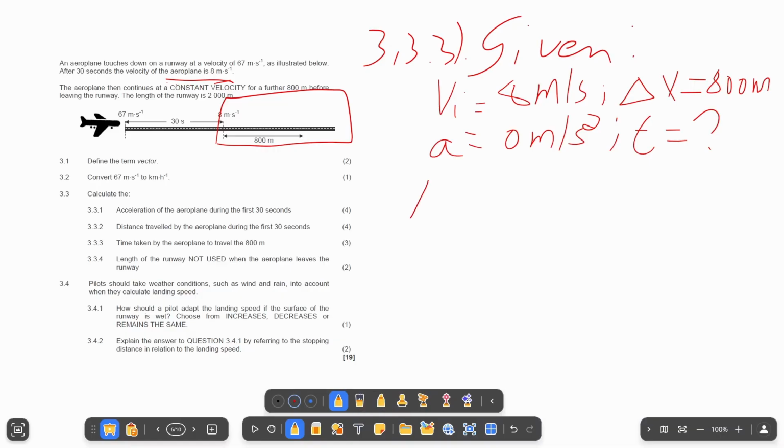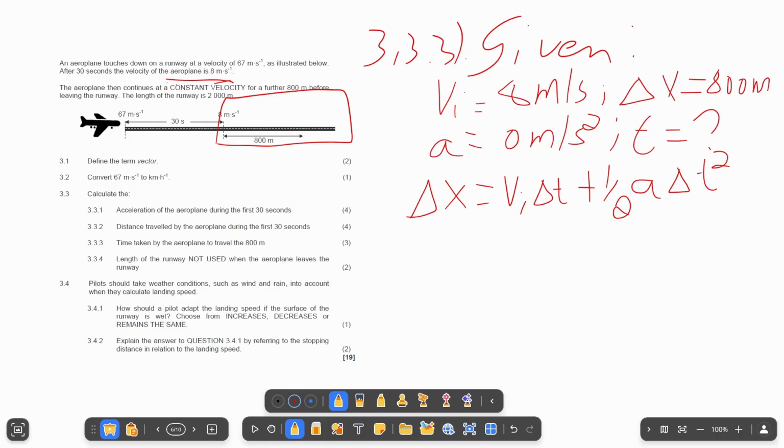Now we choose this formula: change in x equals vi, change in t, or just time, plus half acceleration, change in time, squared. This is the formula that we're going to use.